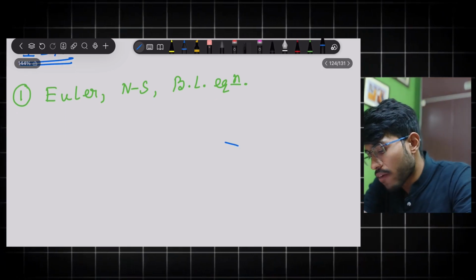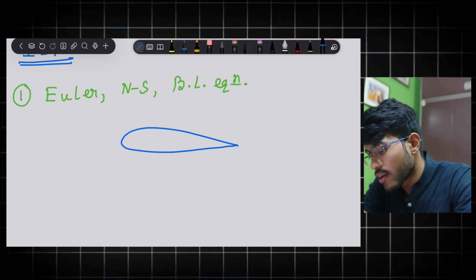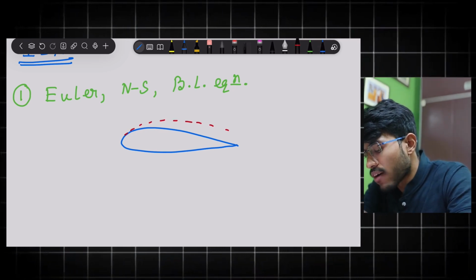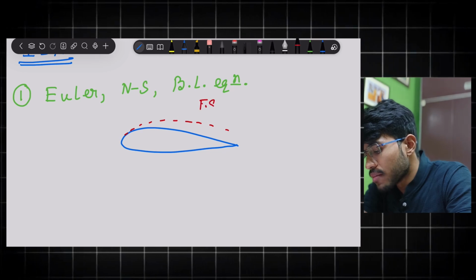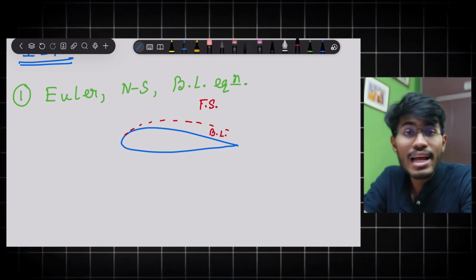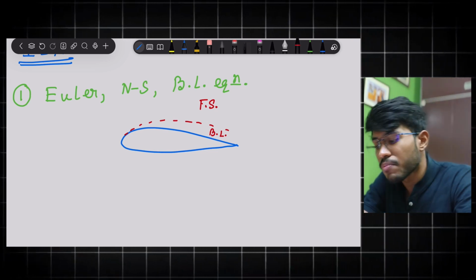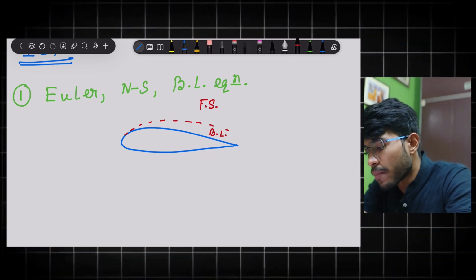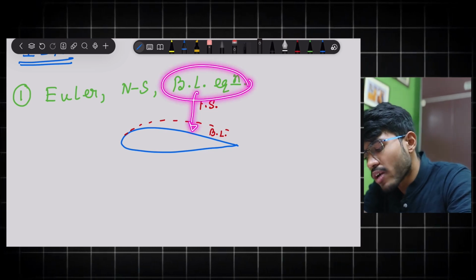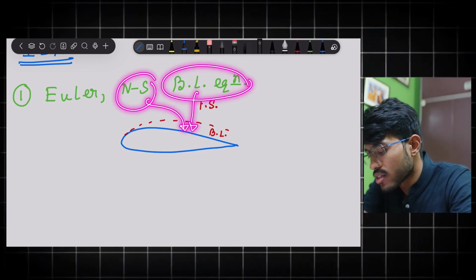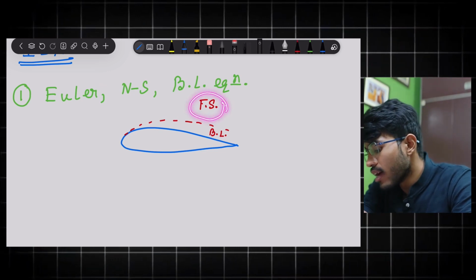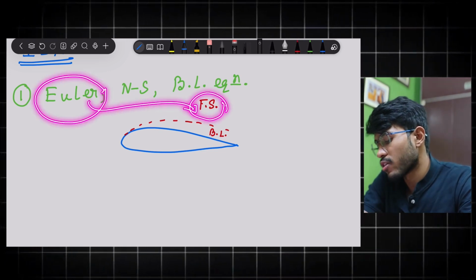If I have an aerofoil like this, then there will be a boundary layer, and above that I will have the free stream. Inside the boundary layer, viscous stresses are important. That means I should ideally apply the boundary layer equation, and I can also apply the Navier-Stokes equation. Outside the boundary layer, the viscous stresses are not important, so I have to apply Euler's equation.